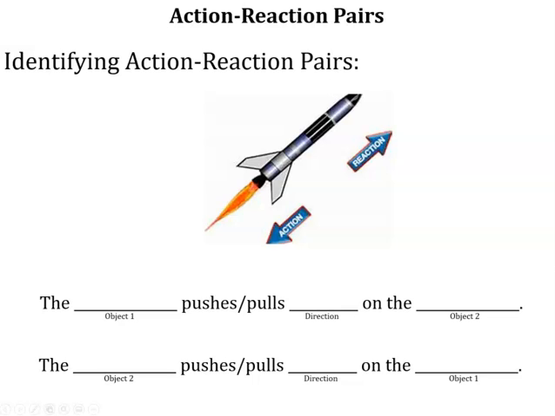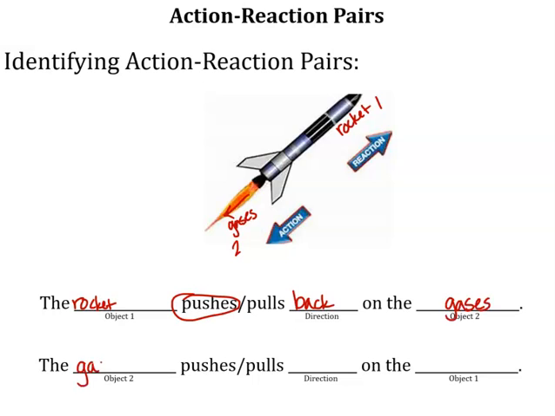All right, here we have a rocket, and here we have gases. Notice whenever there's an explosion, we're usually going to be dealing with some kind of gases. We'll say the rocket is 1, the gases are 2. So the rocket pushes back on the gases.